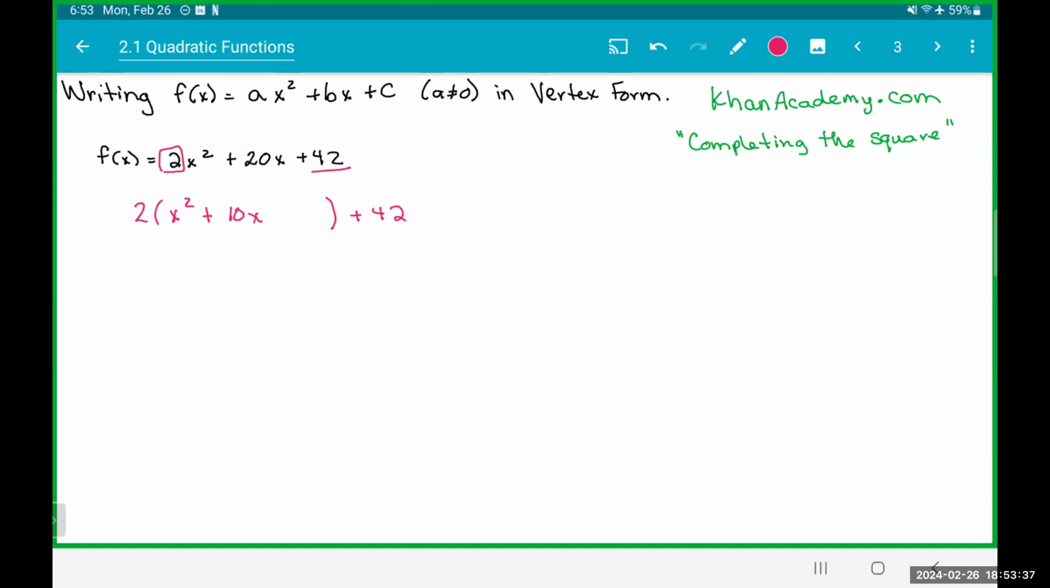So right now, as this stands, if I put this all back together, I would get 2x squared plus 20x plus 42, right? Does everybody agree with that? Any confusion? All right, that's step 1. Step 2 is what we're going to consider completing the square with parentheses, okay? Within this parentheses.